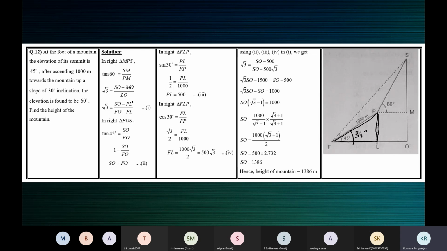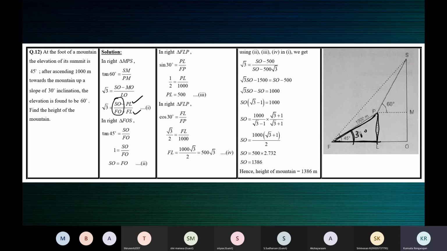So we are comfortable with PL because we can find the length of PL from this right triangle. We know one angle and one side, the hypotenuse. And FL, same thing. We can find FL using this triangle. See here, this is FL. So simple. SO and FO you don't have to replace. That's what you're finding.